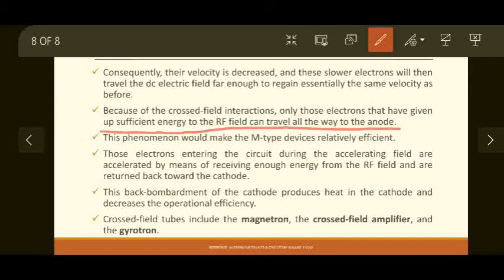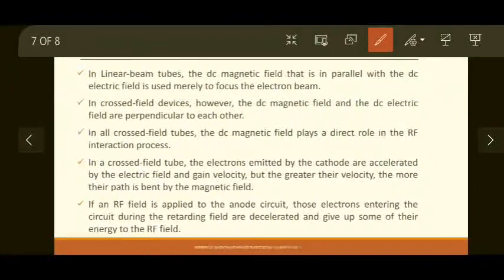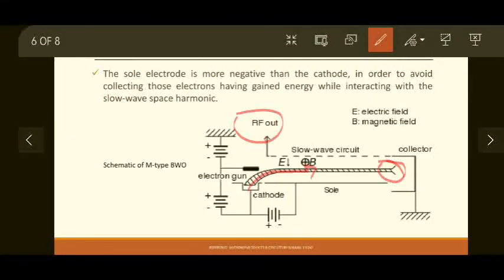Those electrons entering the circuit during the accelerating field receive enough energy from the RF field and return back towards the cathode. Now our question was, what happens to the RF output and what happens to the electrons which have gained energy? So let's go back to this diagram. We have seen how electrons which have lost the energy are collected at the collector. So what happens to the electrons which have gained the energy?